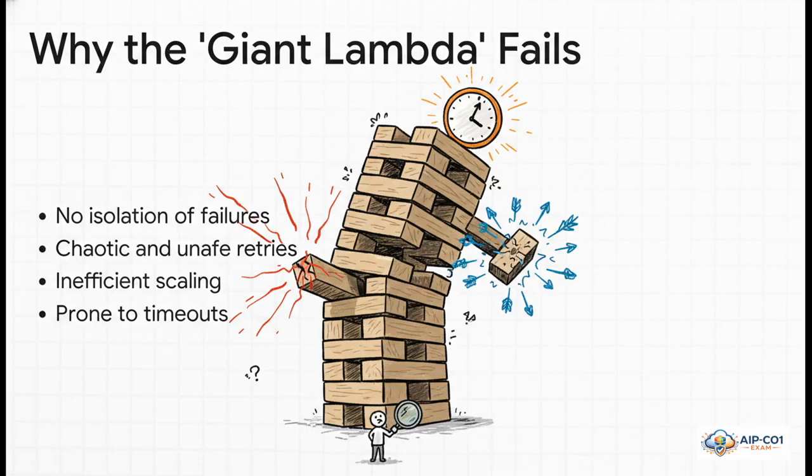Retries are a nightmare. You retry the whole function, you might end up sending the same email twice or charging a credit card again. Not good. You can't scale efficiently. Maybe you only need more power for the embedding step, but you have to scale the whole monster function. And of course, you're always racing against that 15-minute timeout clock. It is just a mess to debug and maintain in production.